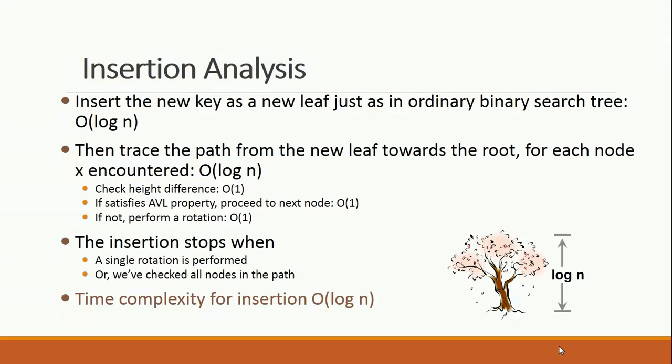Now, then we have to trace the path from the new leaf towards the root for each node. See, whenever we do the insertion, there is a chance of violation. So we will trace back the path only. That is again order of log n. And then you will check the height difference, that is order of 1. If it satisfies the balance property, we will keep moving to the next node. Now, if not, we will perform a rotation. Rotation performing is order of one time. Now, the insertion stops when a single rotation is performed or we have checked all the nodes in the path. So, whenever a single rotation is performed, I will stop. Otherwise, I will check all the nodes in that path. So, overall the complexity would be order of log n, just because of the height balanced nature of the AVL tree.